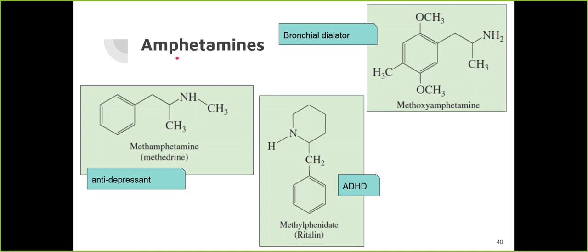Amphetamines, you have probably heard of amphetamines before. Methamphetamine, also called methadone, is an antidepressant. Methylphenidate goes by the common name Ritalin, and this is a chemical used to treat ADHD. If any of you have asthma like I do, you sometimes need a bronchial dilator with an inhaler to open up your lungs. The common chemical used there is methoxyamphetamine. And again, in all these groups, you see these amino groups.